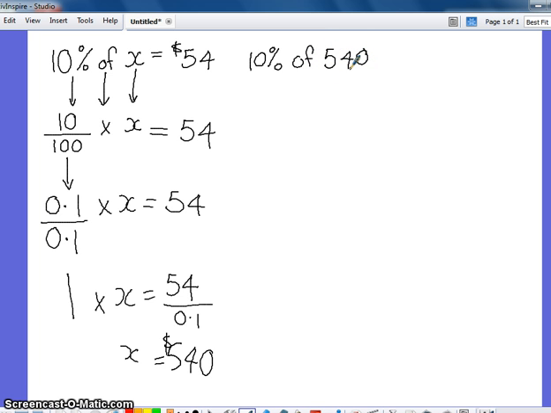What should 10% of 540 equal? It should equal $54. Shouldn't it? We can check it. 10 divided by 100 multiplied by 540 should equal $54. And if it does, then x is $540. So there's a way of checking your answer to see that you've actually got it right.